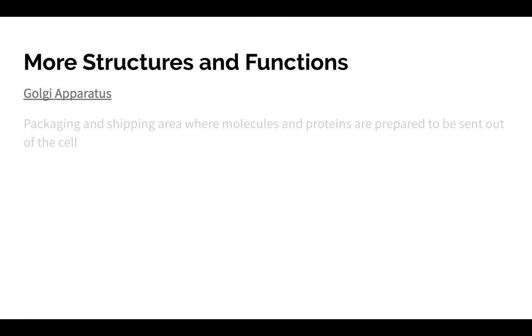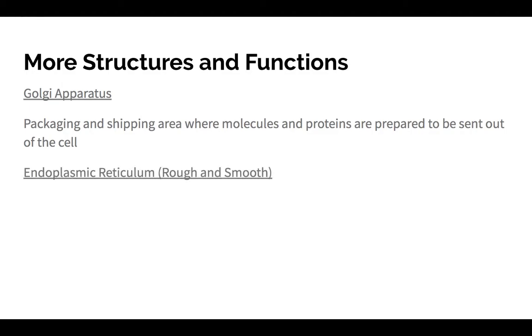Some more structures and functions. The Golgi apparatus. It's the packaging and shipping area where molecules and proteins are prepared to be sent out of the cell. So it's kind of like UPS, maybe a little bit of Amazon. It's packaging and shipping everything that needs to go out of the cell.